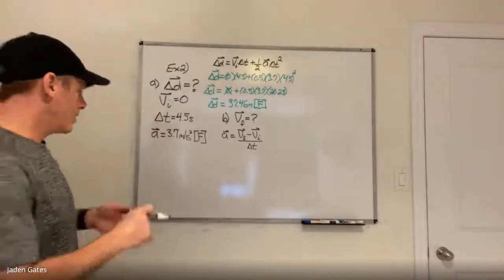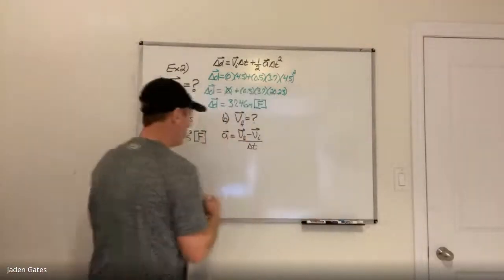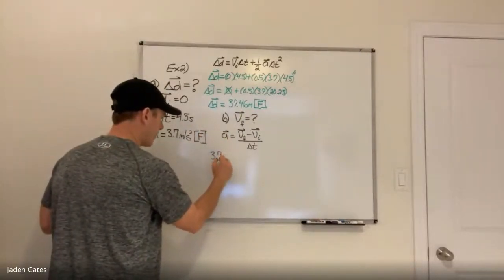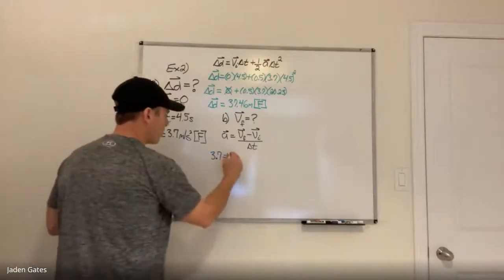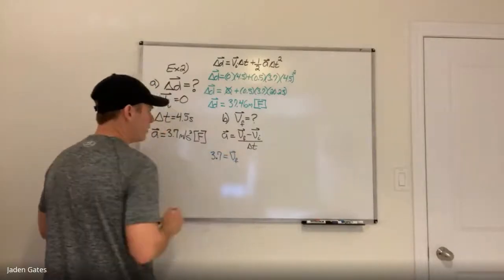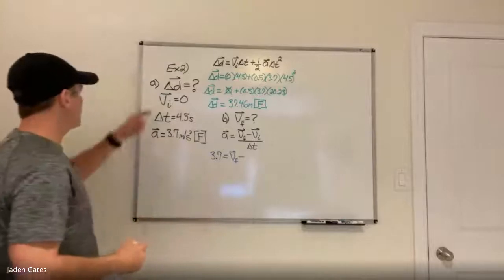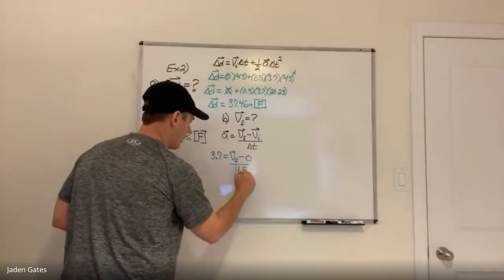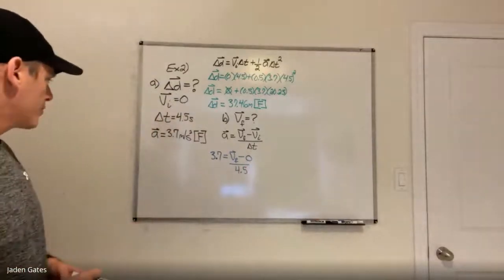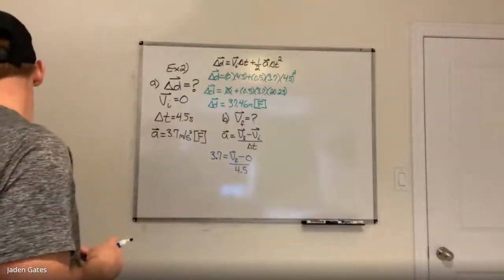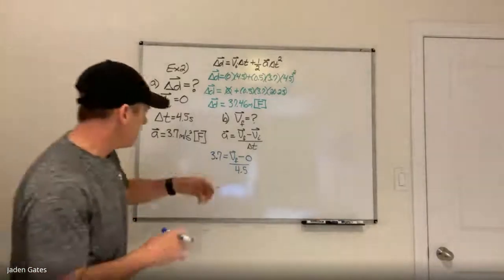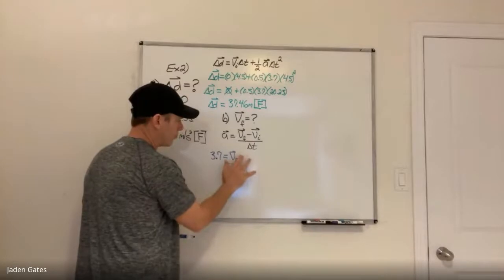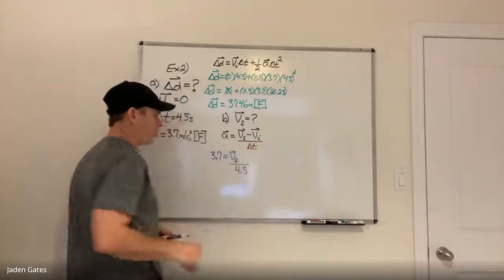All right, and let's change up the color again here. So let's see here. A, I know, is 3.7. VF, that's what we want. Minus VI, what was that? Oh, yeah, zero. Nothing to that. And then I got a 4.5 as my time. All right, so there it is substituted in. Now this minus zero, I can just get rid of that. Minus zero doesn't do anything to it. There we go.